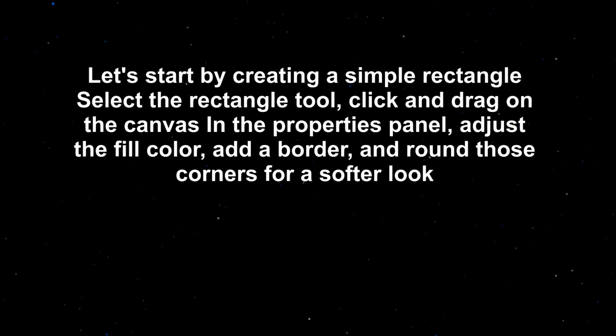Select the Rectangle tool. Click and drag on the canvas. In the Properties panel, adjust the fill color, add a border, and round those corners for a softer look.